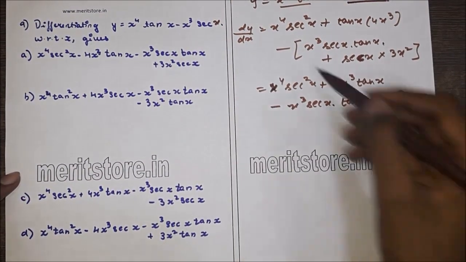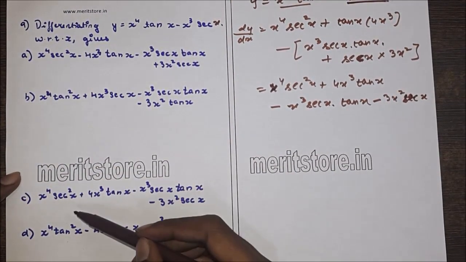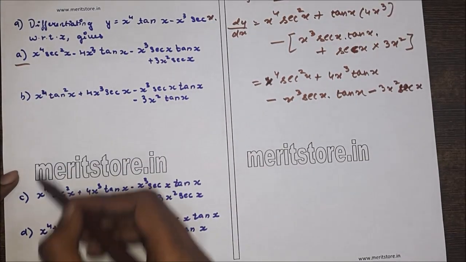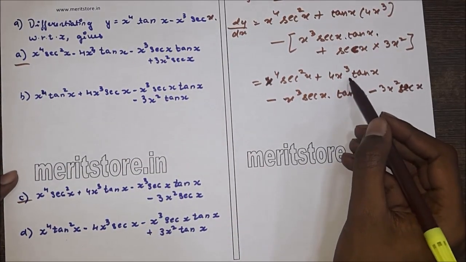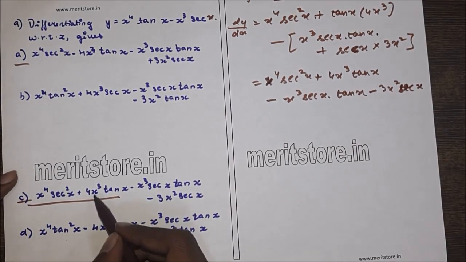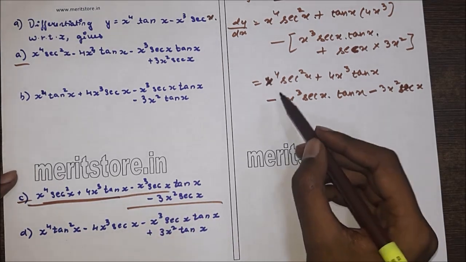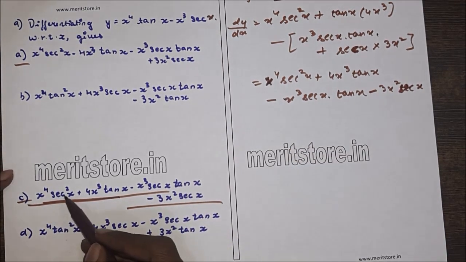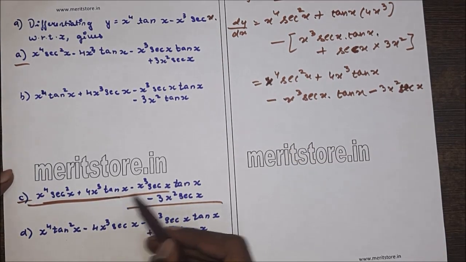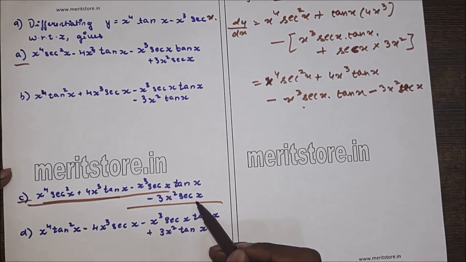So we find the options here. x raised to 4 sec square x, so this can be either A or C, plus 4x cube tan x. So this is the only option which has plus 4x cube tan x, so this is the answer. So the answer is x raised to 4 sec square x plus 4x cube tan x minus x cube sec x tan x minus 3x square sec x.